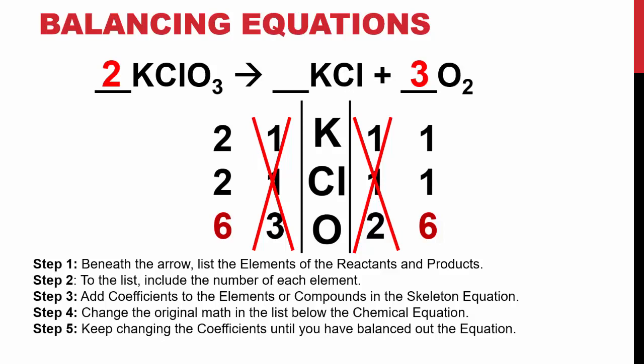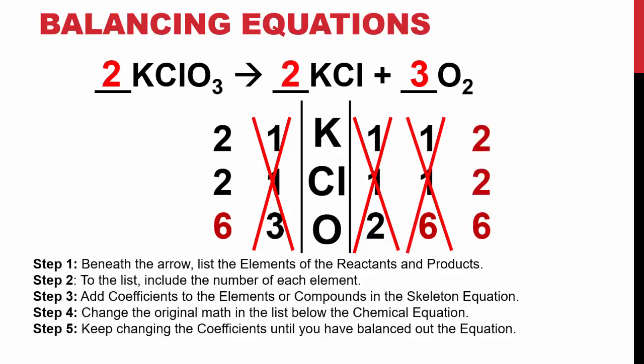As you see, whenever you put a coefficient, you're multiplying however many atoms of the elements you have in that compound. So it's best to find the least common multiple between the elements that are unbalanced, which is why we chose the 2 and the 3 subscript to begin with.